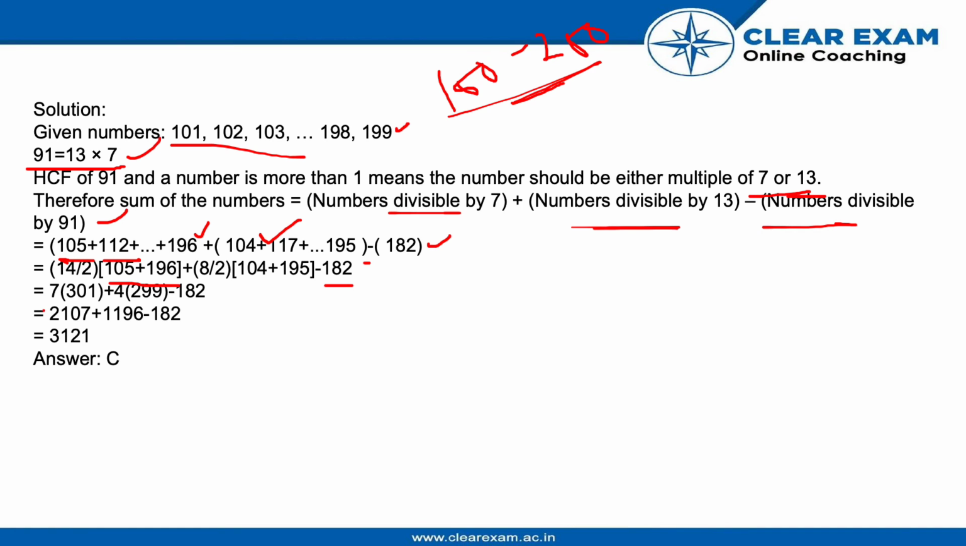And 14 divided by 2 is 7, and after the sum of 105 and 196 we get 301, plus 104 and 195 gives 299, minus 182. After solving this we will get 3121, and the answer, option number C, is correct. 3121 is the answer.